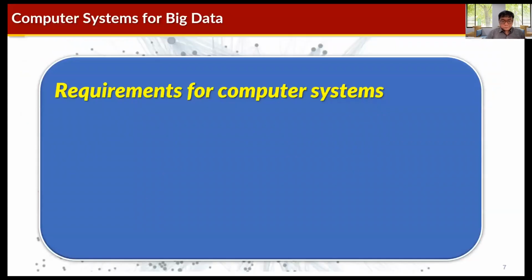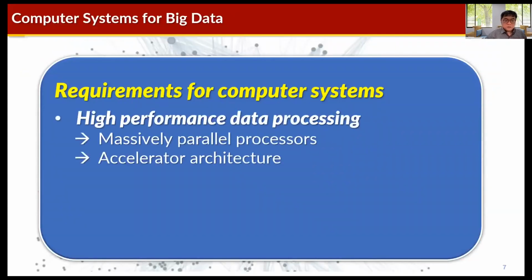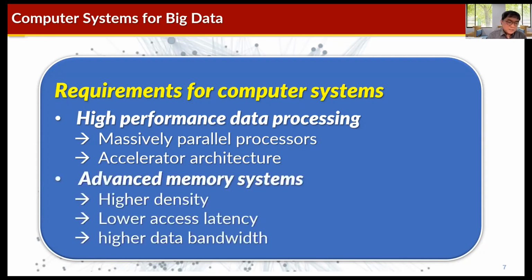So for big data applications, we need a high performance data processing system. For this purpose, we can apply massively parallel processors such as GPUs, graphics processing units, or we can design specific accelerators for big data applications, such as the Google TPU. The Google TPU is designed for processing neural network applications. Okay, and then advanced memory systems.